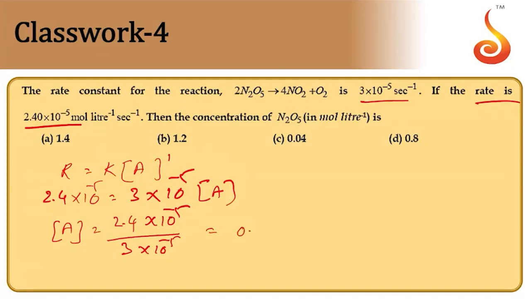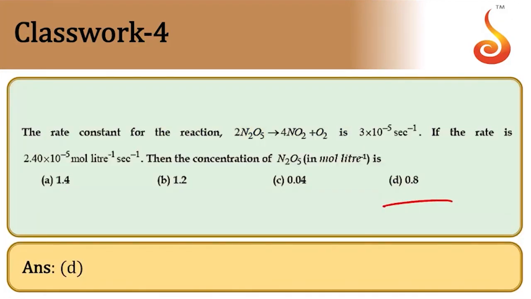The value comes to be 0.8 moles per liter. So from the units only we can say that the order is 1. Therefore we wrote R is equal to K into A to the power of 1. We got the answer as option D, 0.8. D is the answer.